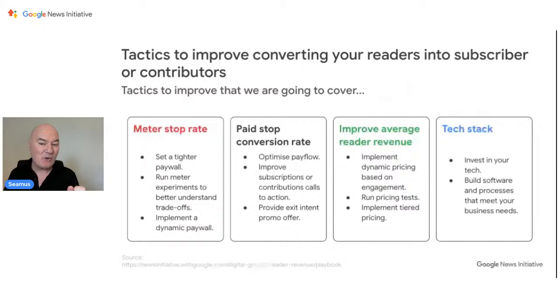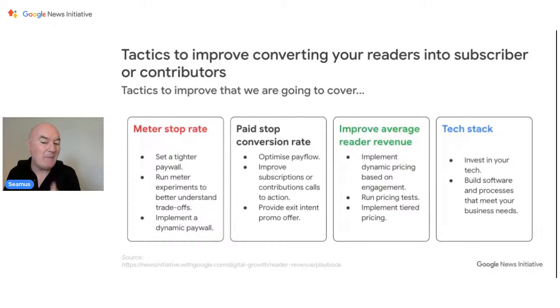So the meter stop rate. Don't forget, that's unique visitors hitting a paywall versus the total number of our unique users. So we would maybe set up a tighter paywall. We're going to run meter experiments to better understand what trade-offs people are making when it comes to, am I going to read an article? Is it better to read an advert, for example? So improving the average reader revenue.